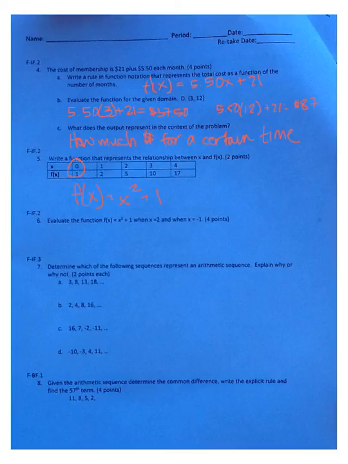Evaluate the function x squared plus 1 when x equals 2 and x equals -1. So we're going to have f of 2 equals 2 squared plus 1. 2 squared is 4, plus 1 is 5. And then on the next one we have f of -1 equals -1 squared plus 1. -1 squared is 1, and 1 plus 1 is 2.